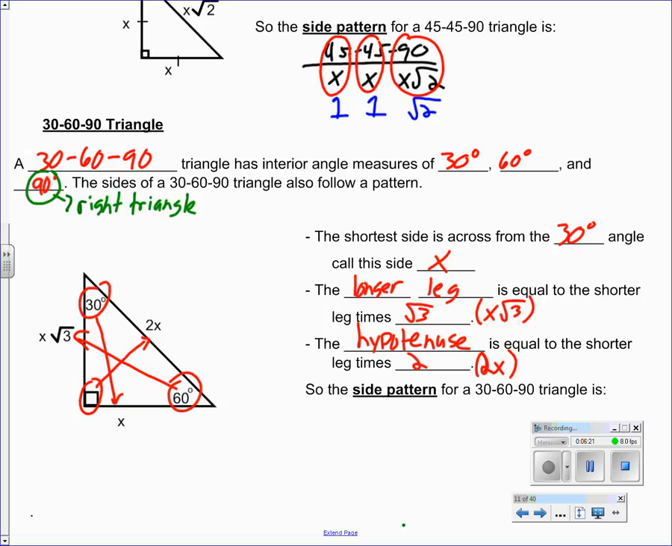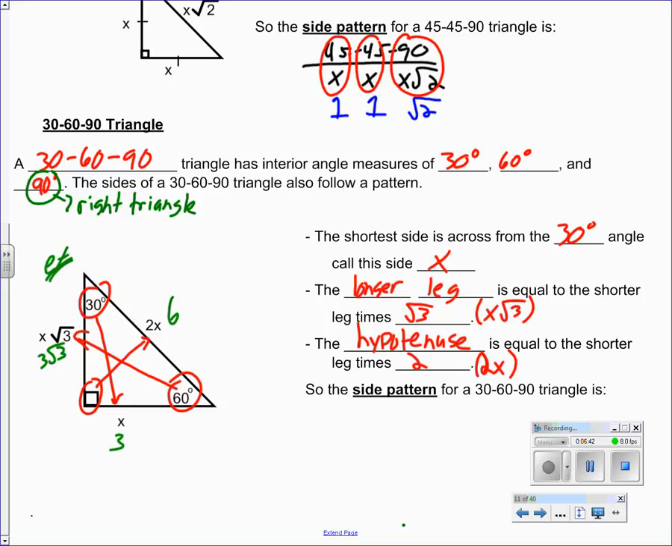So again, to give you some examples here, if this shortest side was 3, that would mean the hypotenuse is twice that, it would be 6. And to follow the pattern, this would be 3 square root 3, where we take that x and put it right in front of square root 3.